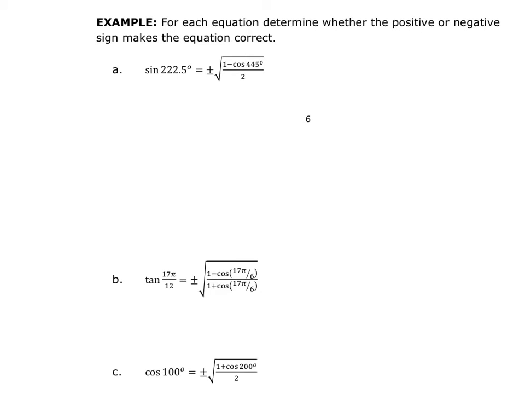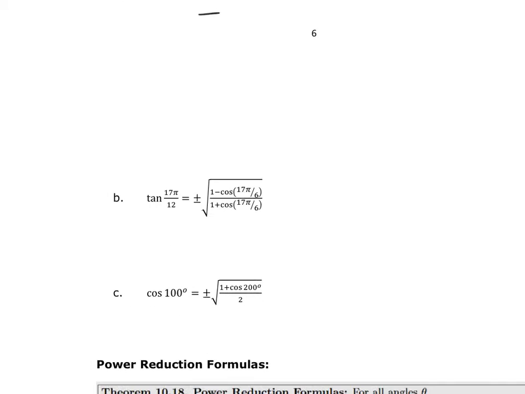All right, so on A, do I take the positive or the negative of it, and why? Yes? You take the negative. That is correct. So this one, I'm going to choose the negative. My answer should be a negative number because 222.5 degrees is in quadrant 3 and sine is negative in that quadrant. So you choose the negative, and the reason is sine is negative in quadrant 3.